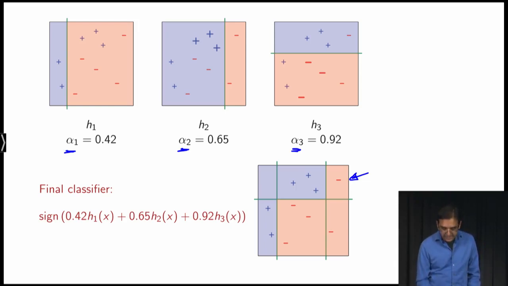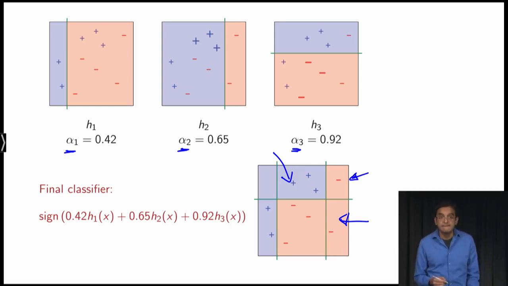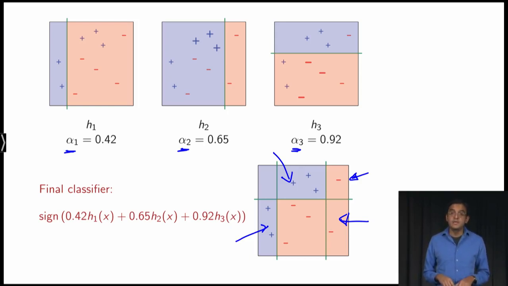So for example, let's look at this region right here. In that region, H1 predicts red, minus. H2 predicts blue, H3 predicts blue. And once you take the weights into account, the overall prediction is blue, plus. Okay? Let's look at this region over here. In this region, everybody predicts red, minus. So the final weighted majority vote is also minus. Let's look at this region over here. In this region, H1 and H2 predict blue, H3 predicts red, but taking the weights into account, H3 gets overruled and the final prediction is blue.